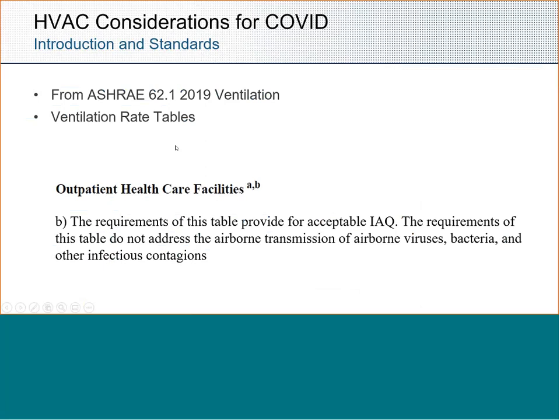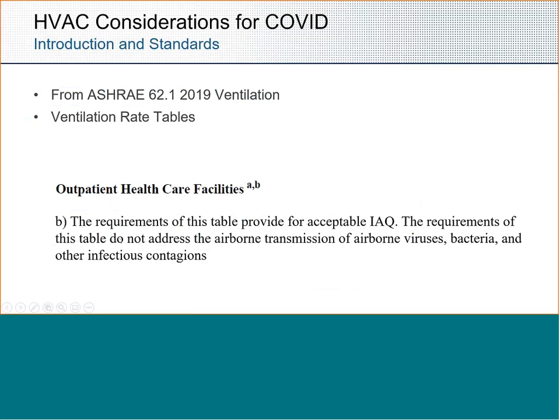The one thing with 62.1 is that it's really driven by a minimum level of indoor air quality, or acceptable indoor air quality. The requirements are really not based on overall exposure potential. And that's made pretty explicitly clear in several areas. You look at the ventilation rate tables, which is what I pulled from on the previous slide, looking at the stratified ventilation effectiveness rates.